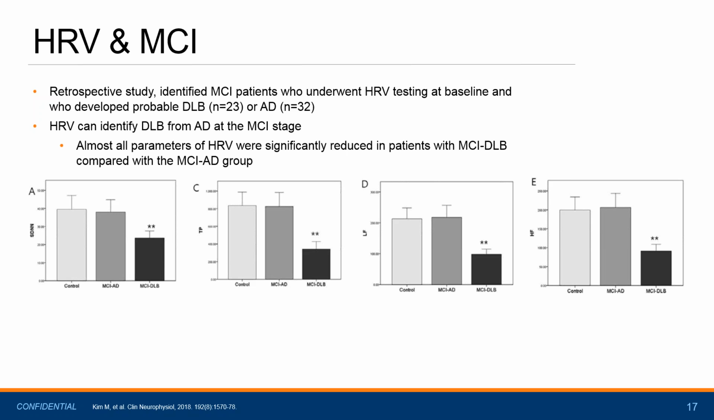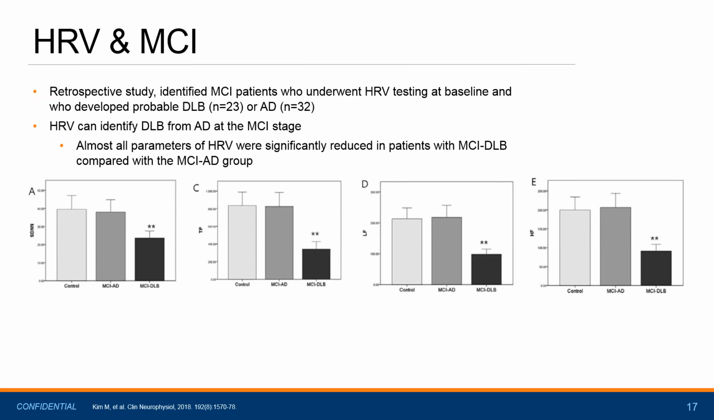And they were looking at different parameters of heart rate variability. Almost all of the parameters they looked at were significantly reduced in patients who later went on to develop dementia with Lewy bodies. They looked at SDNN, remember, that's our time domain, and they saw that the dementia with Lewy bodies group had a reduced heart rate variability based on SDNN. They also looked at total power and saw a reduction in total power, so not as much vagal activity occurring.